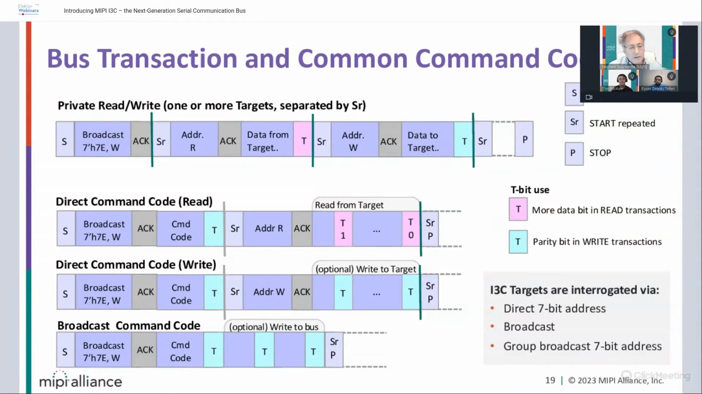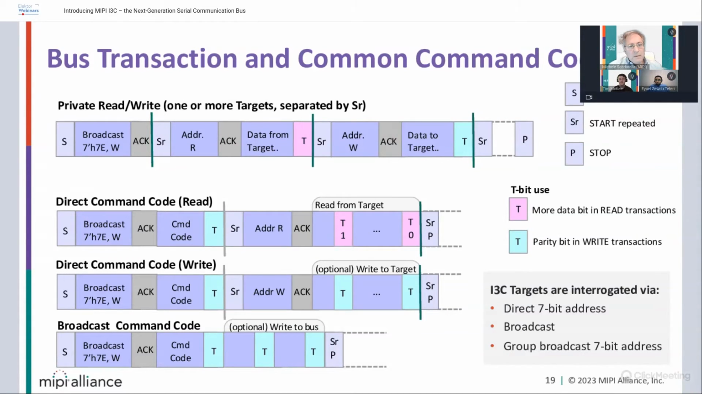By doing repeated starts, for example, here you can read from a target, then write some data maybe to the same target or to a different target, and so on. So it's similar to I2C, except for the broadcast and the line modeling. We added, and this is where the two really diverge, what we call common command codes.